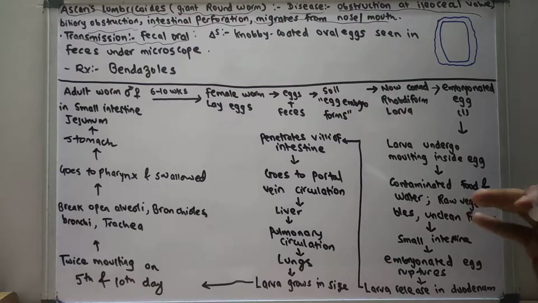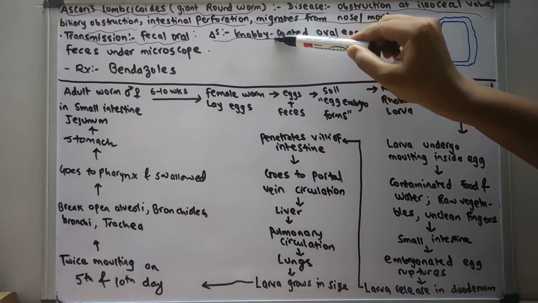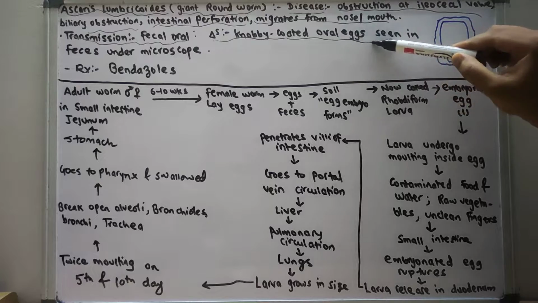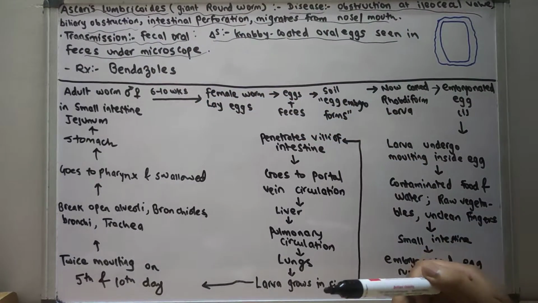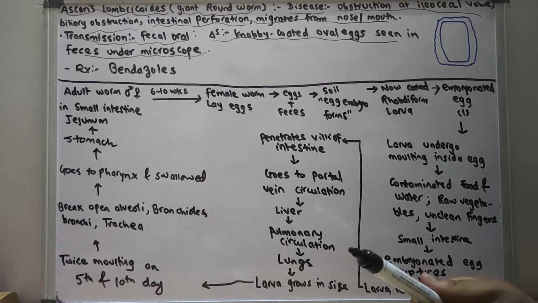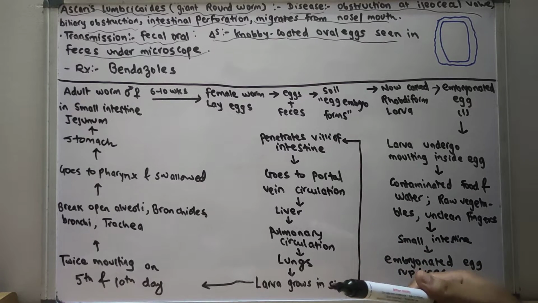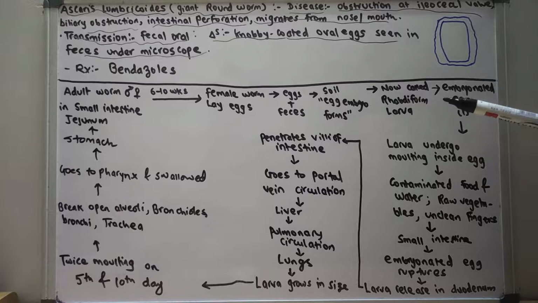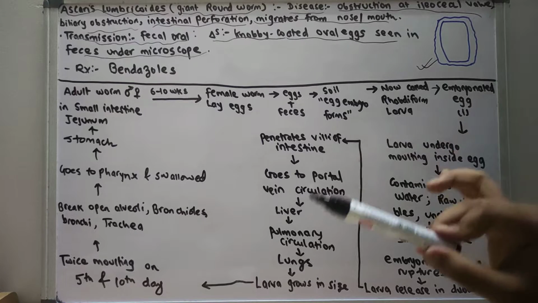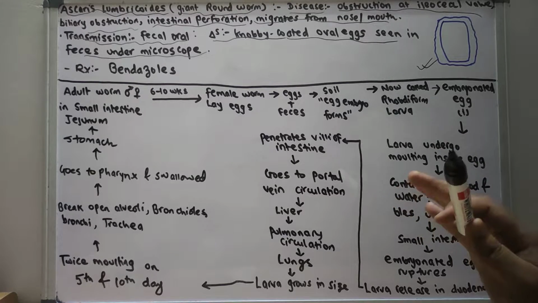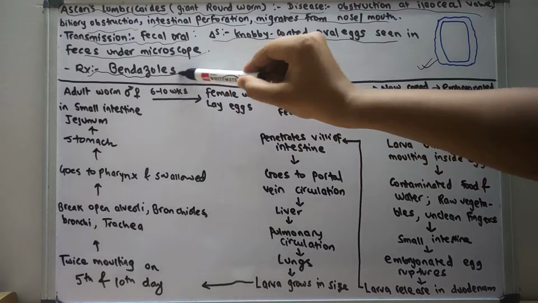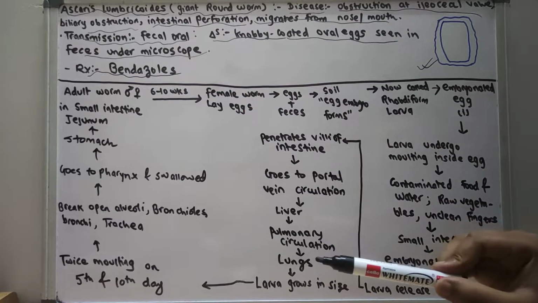How do we diagnose this Ascaris lumbricoides infection? We diagnose by the saline wet mount. We can see the knobby-coated oval eggs under the microscope. What happens is that we take a fecal sample, and with the fecal sample we prepare the saline wet mount, and in that saline wet mount, if we visualize the knobby-coated oval eggs, then we confirm that it is the eggs of Ascaris lumbricoides. What is the treatment? The treatment is mainly by the benzimidazoles.